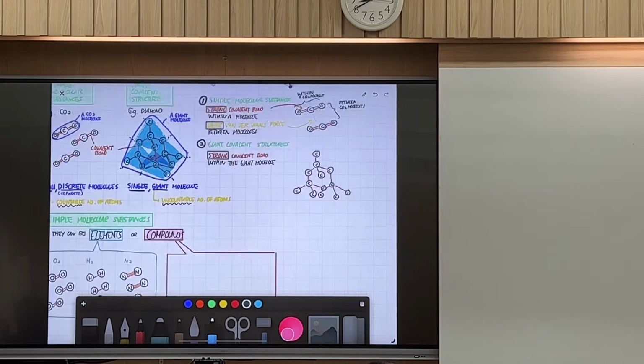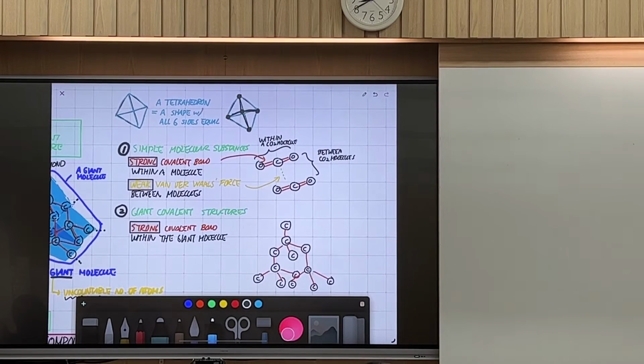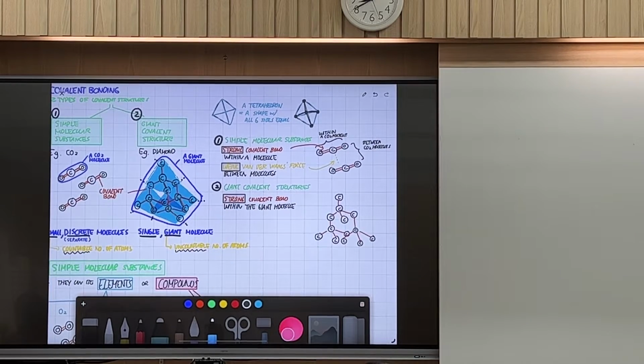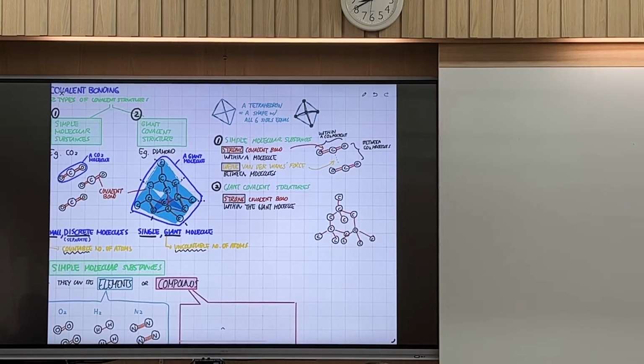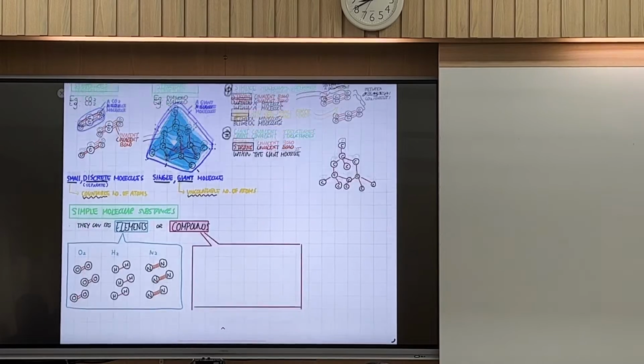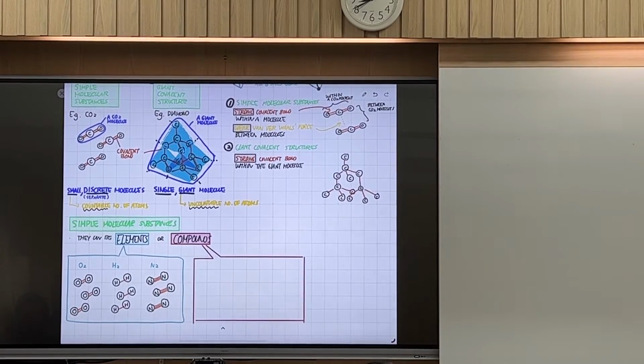Any question about what kind of interaction you can find in simple molecular substances and giant covalent structures first? That's how you tell apart these two structures. Because then we will look at some simple molecular substance examples below. Remember this placeholder, we forgot to fill this in last time.